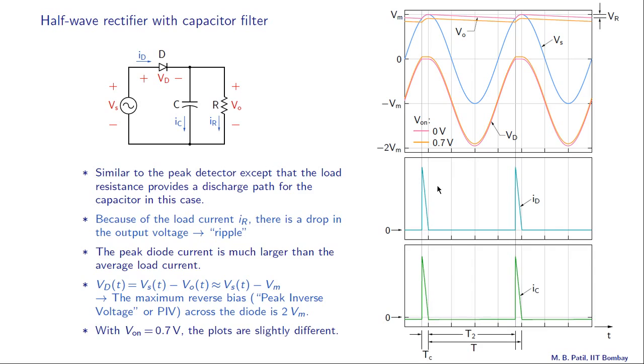We have not shown ID and IC when V on is 0.7 volts, but this circuit file is available, and you can run the simulation and verify that the results are not really too different. To summarize, we have looked at the meaning of the terms half wave and full wave rectification. We have seen an implementation of a half wave rectifier with and without a filter, and observed the associated waveforms.